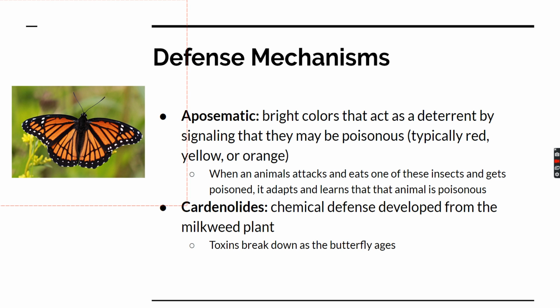And then they also have cardenolides defense mechanisms, which is a chemical defense developed from the milkweed plant. However, the toxin that this is used with breaks down as the butterfly ages. So from the caterpillar stage to the pupal stage to the adult stage, it gets worse and worse.